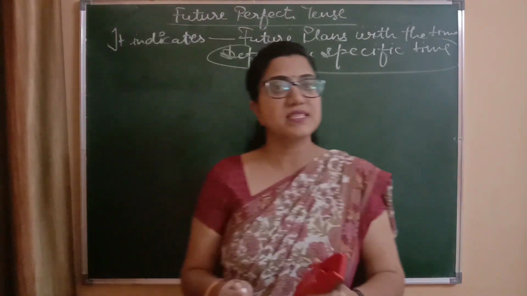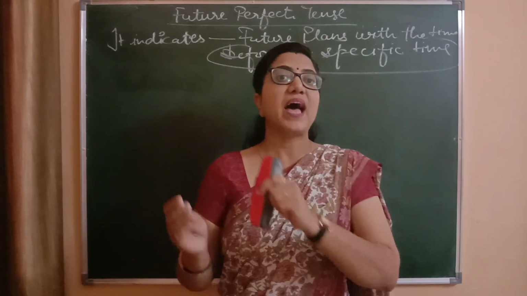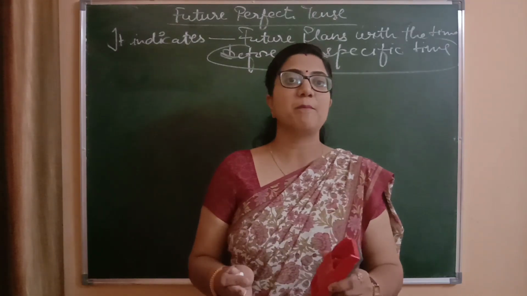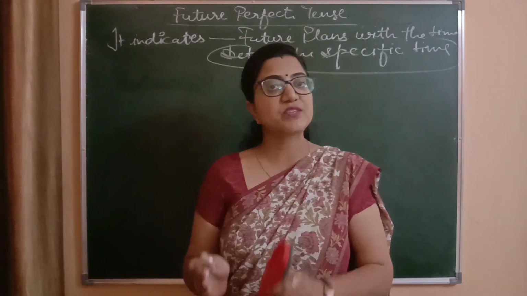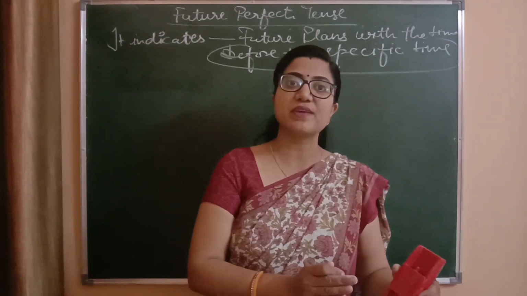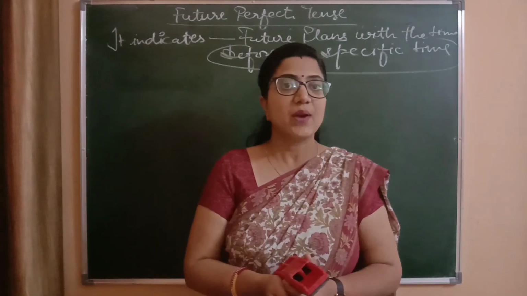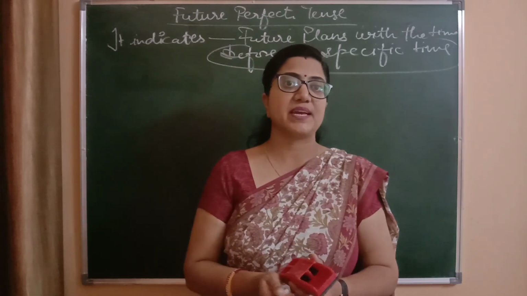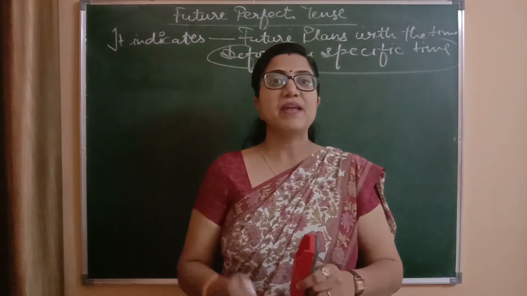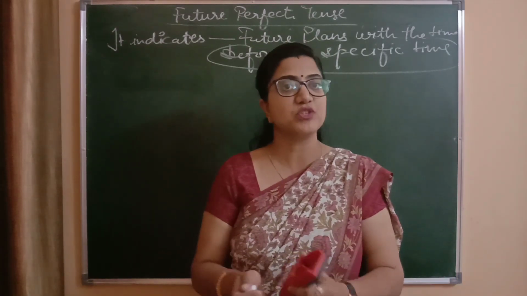Future perfect tense is a tense which indicates the actions, the plans, the declarations which will be completed before the specific time or moment. Before the specific time of moments, or you can say at a specific time, right? For example, by Friday, by today, by tomorrow, before the time when we are going to complete our actions, it is called future perfect tense.